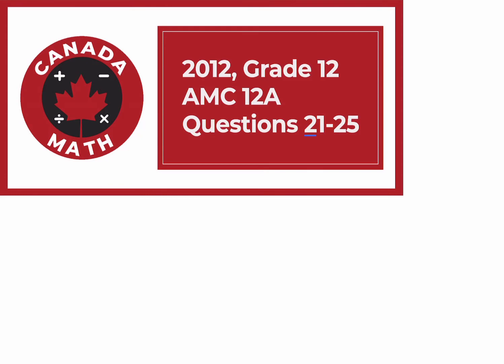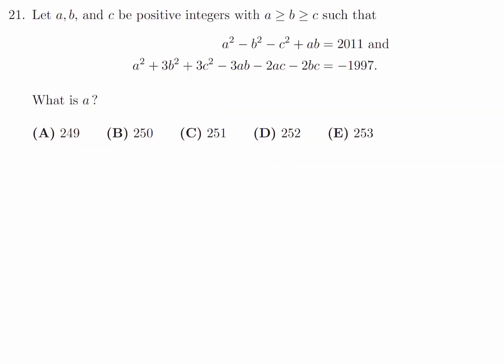Questions 21 through 25 on the 2012 grade 12 AMC 12A. Let a, b, and c be positive integers with a greater than b greater than c such that this equation and this equation exist. What is a?